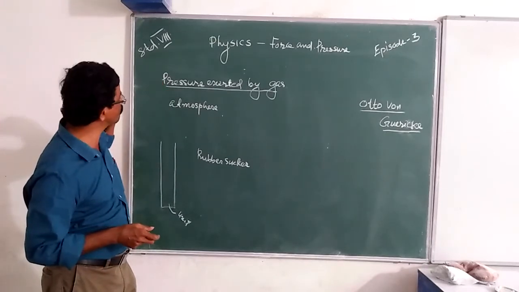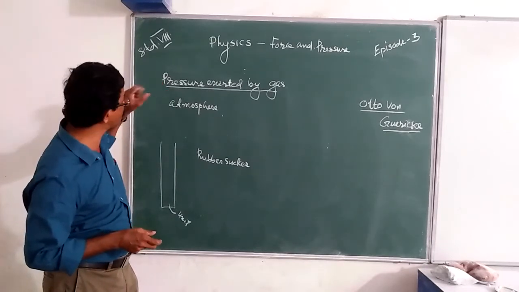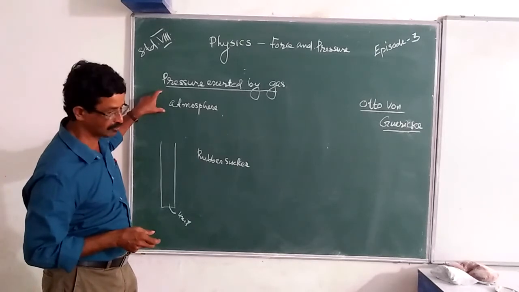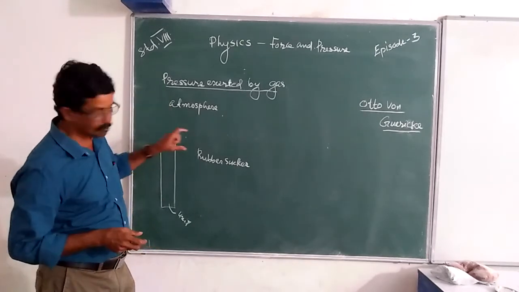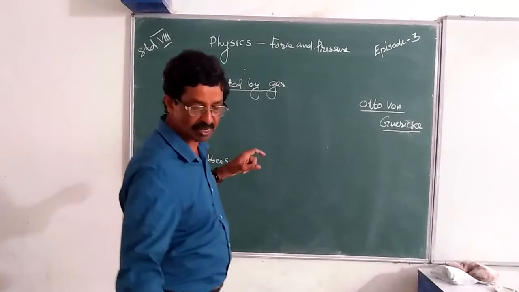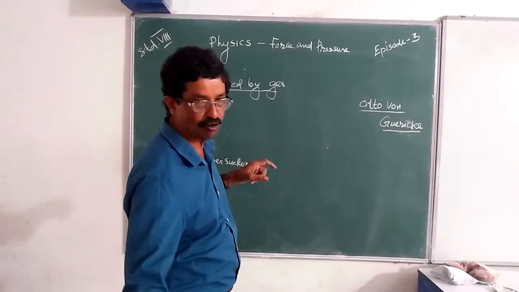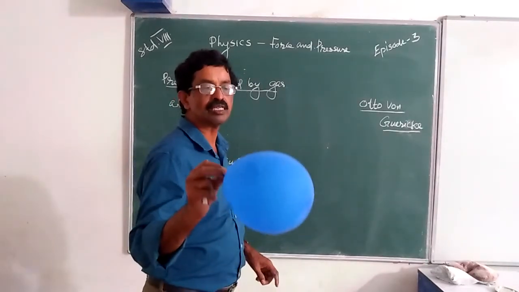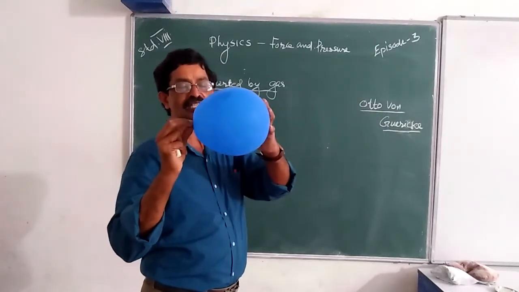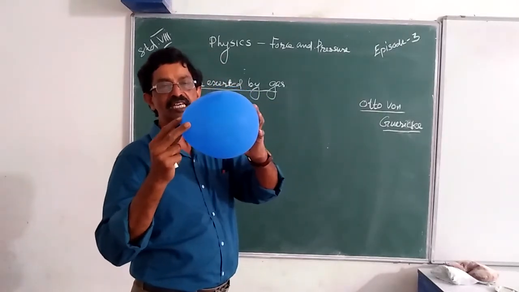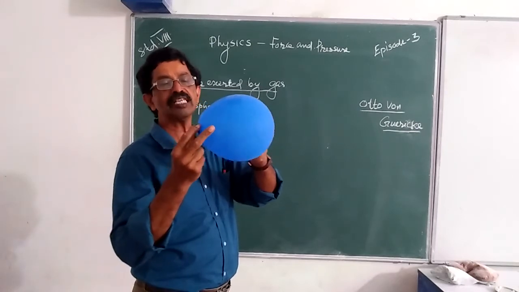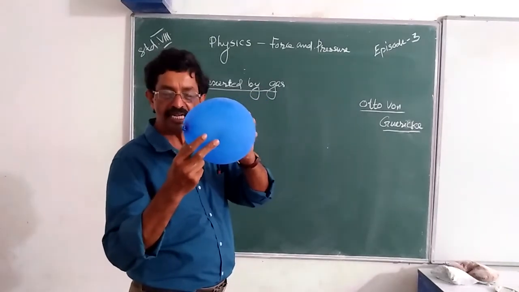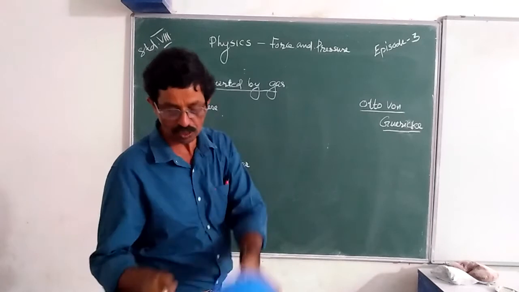Earth is surrounded with air, and that envelope is called the atmosphere. Now our activity is this: inside this inflated balloon, air is exerting pressure. If this end is open, the air does not stay inside.